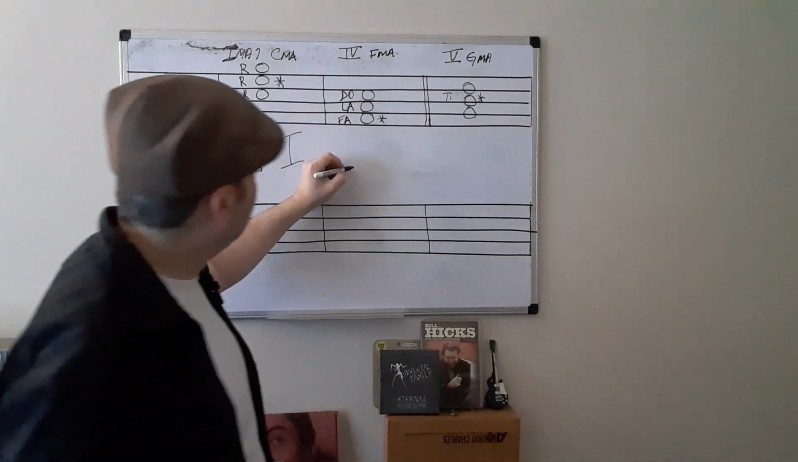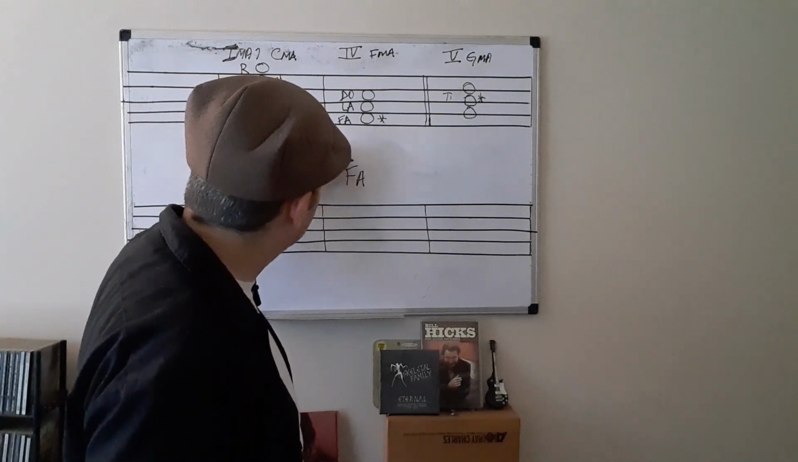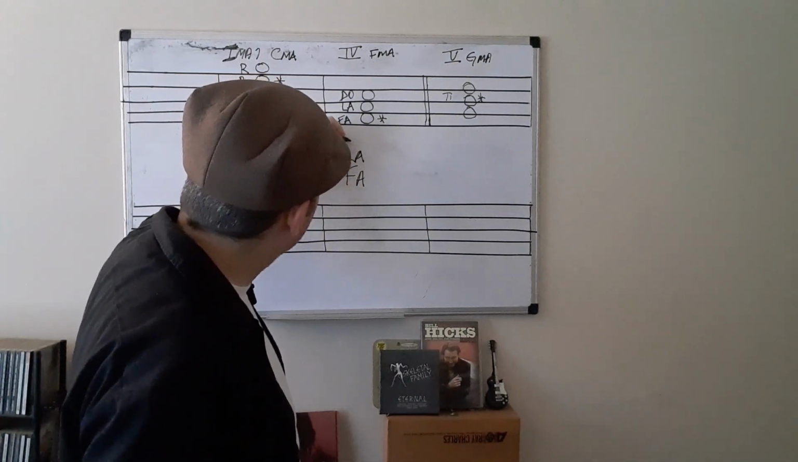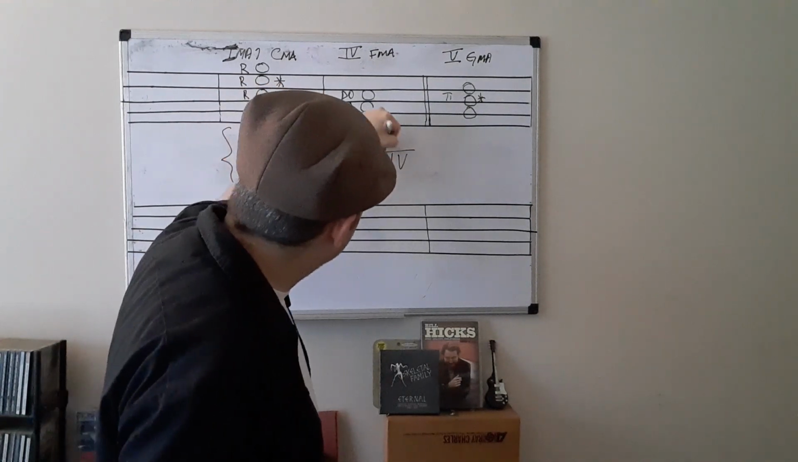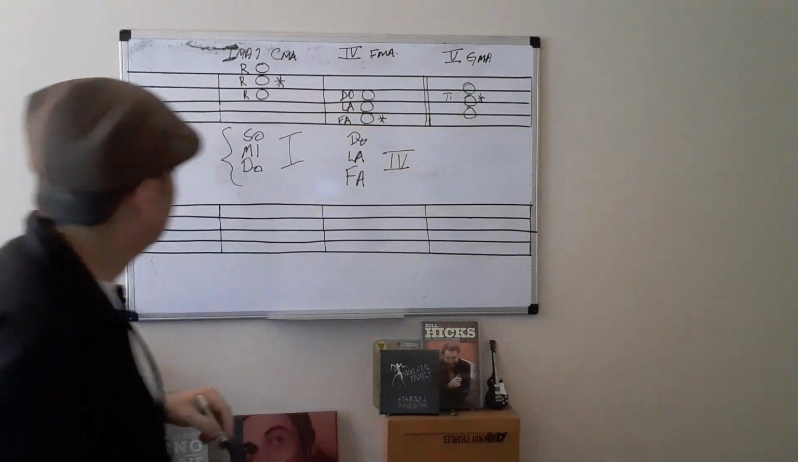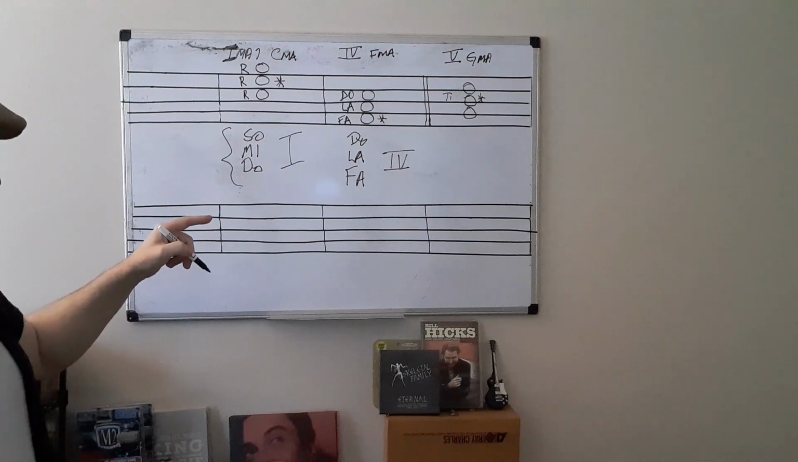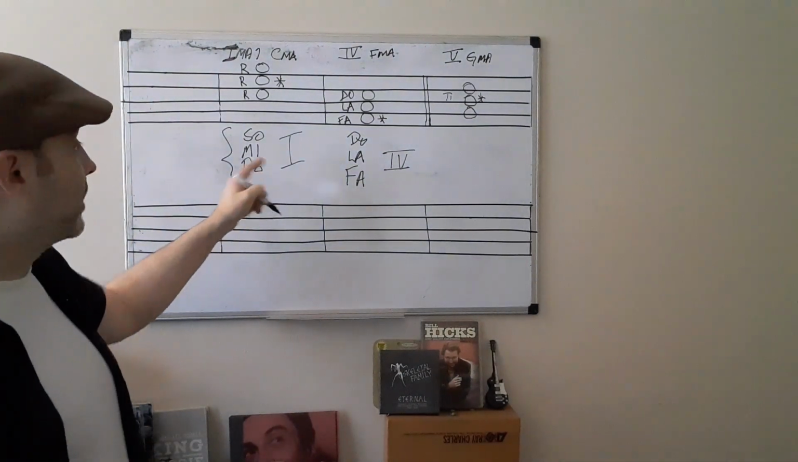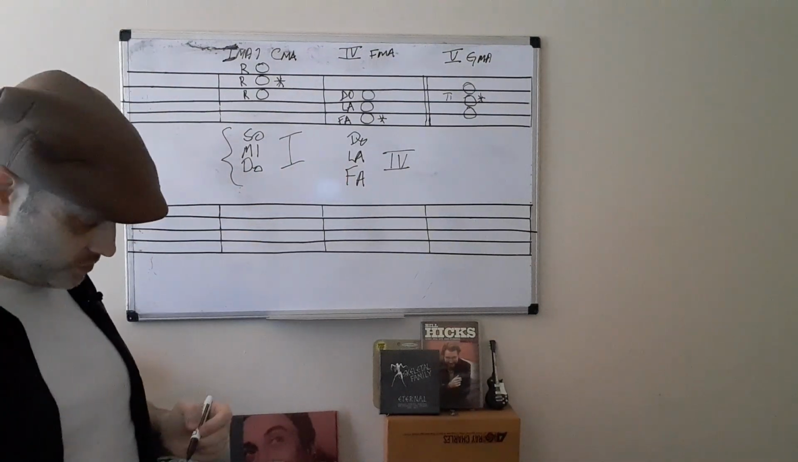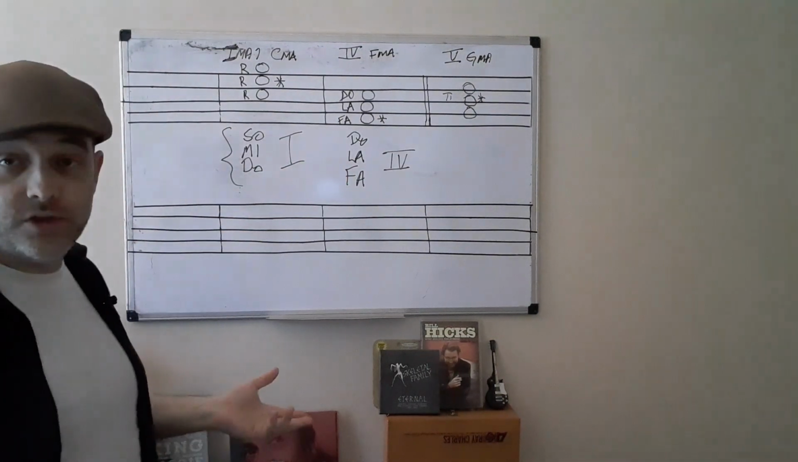If you have fa, la, or do, that can go to the 4 chord. So you can see already that do is common to both the one chord and the four chord. And so what you want to do is you have an option.